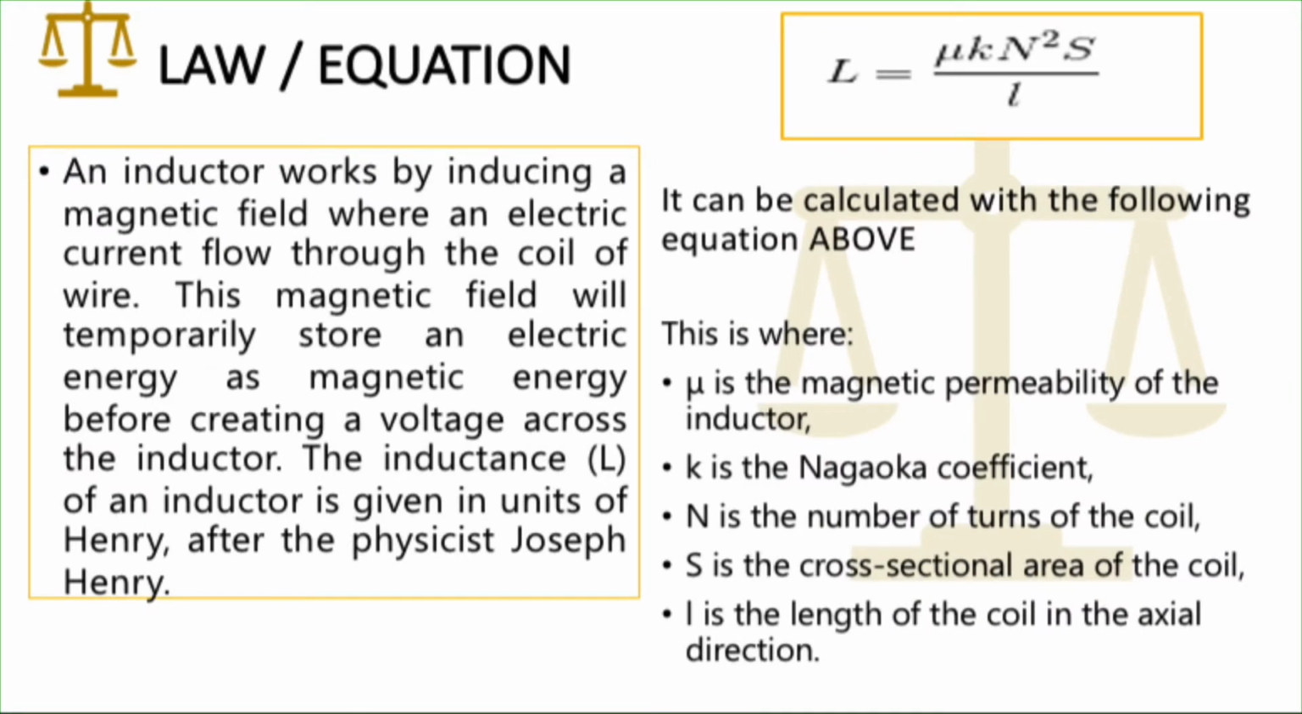Law and equation. An inductor works by inducing a magnetic field when an electric current flows through the coil of wire. This magnetic field will temporarily store electric energy as magnetic energy before creating a voltage across the inductor. The inductance of an inductor is given in units of Henry, after the name of Joseph Henry. It can be calculated with the equation above, and the description is below.